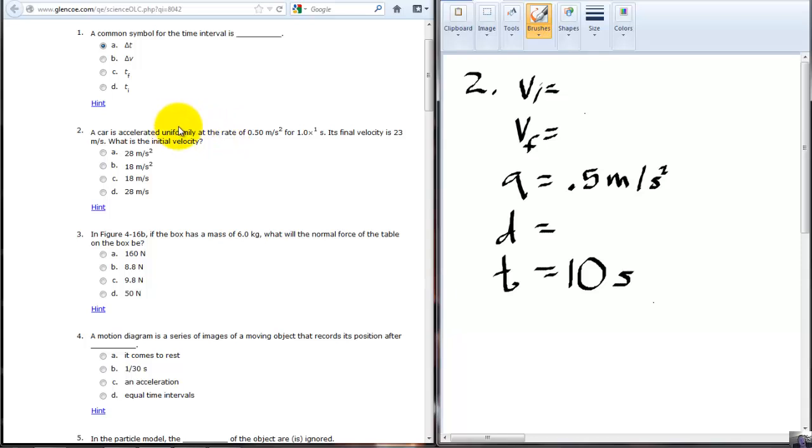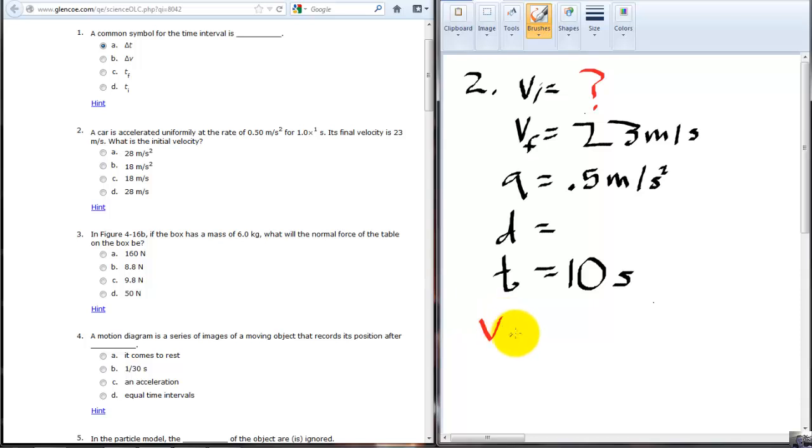It says it's accelerating uniformly. The final velocity is 23. VF is 23 meters per second. What is the initial velocity? Okay, so that's what we're trying to find. And we don't really need to find the distance. You could if you wanted to, but according to this, they're not asking for it, and we don't have to find it. So we need to find a relationship between VI, VF, A, and T.